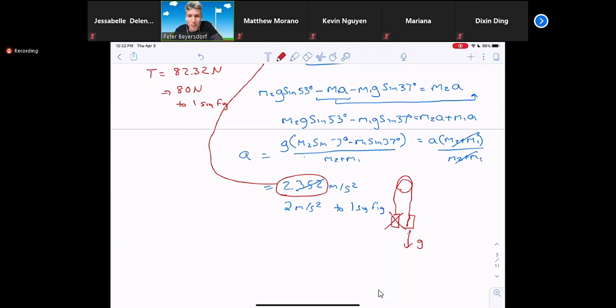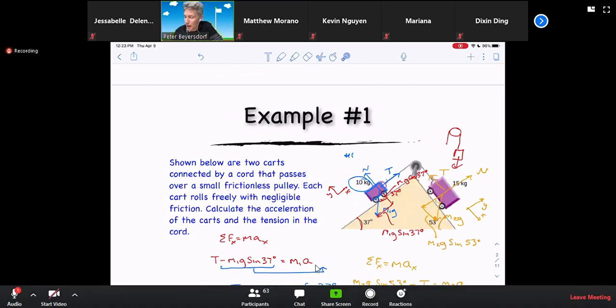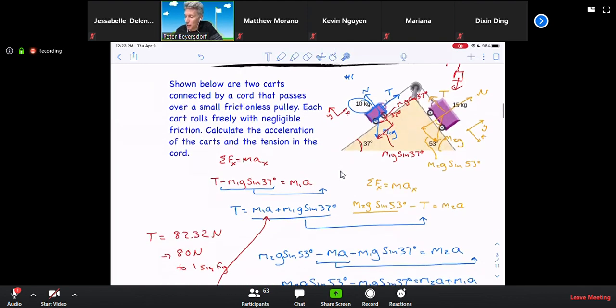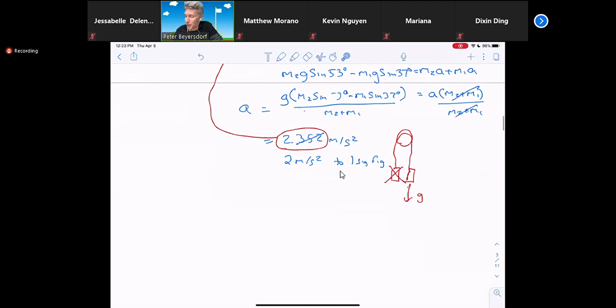Any other questions about this one? The important parts are drawing careful free body diagrams, using those diagrams in Newton's second law. Once we do that, it's a bunch of math, right? So there's really no physics involved there. But then when we get our answer, interpreting that answer and making sure it makes sense is really important, to do those physical checks.